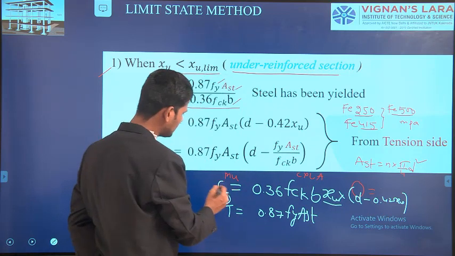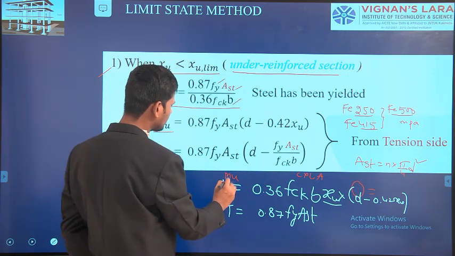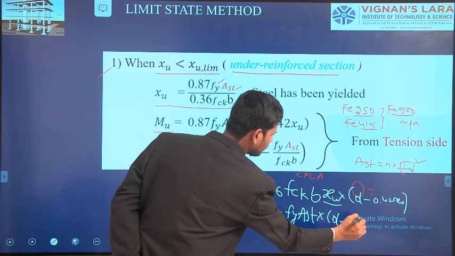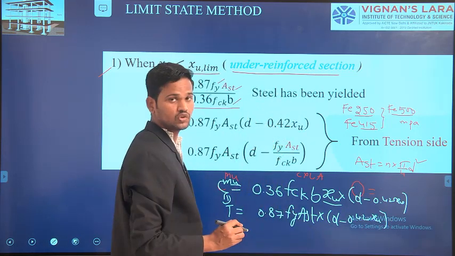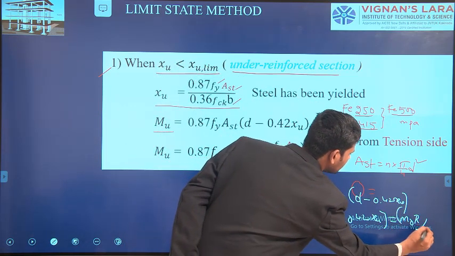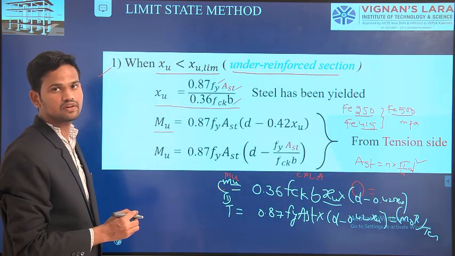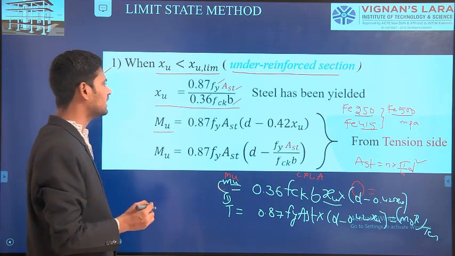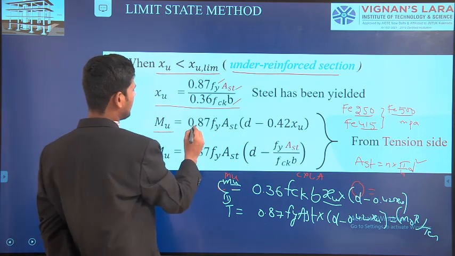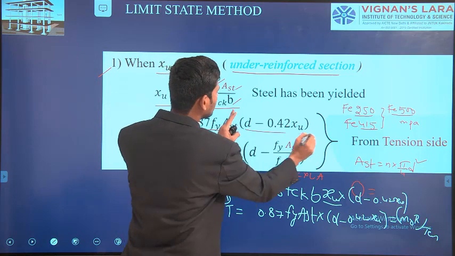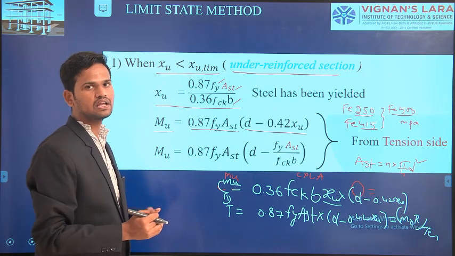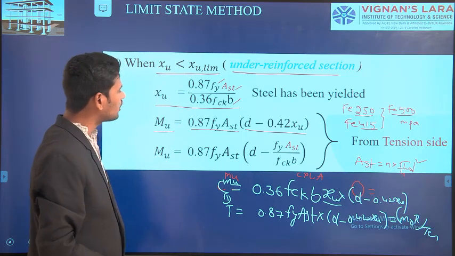If you substitute this value, the total compressive force into lever arm, we get the Mu value in the compression phase. Whereas if you substitute d minus 0.42 into xu, you will get the moment of resistance in the tension zone. This is the formula given for the moment of resistance for the tension zone: 0.87 into fy into Ast, where d minus 0.42 into xu is the lever arm distance. The lever arm is the distance between the resultant of the total compressive force and the total tensile force.